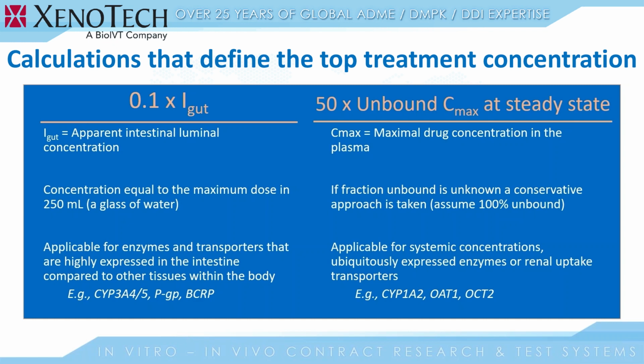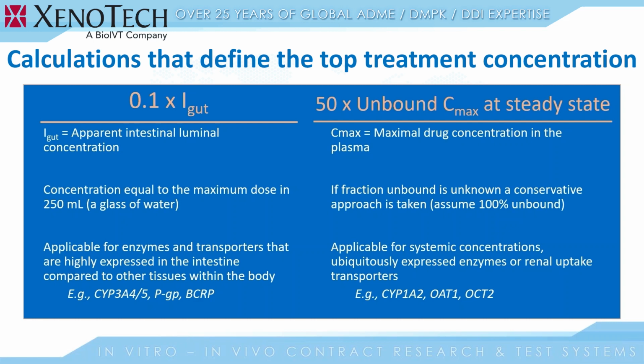50 times the unbound Cmax at steady state. As we said, Cmax is the maximum concentration in plasma. We want to know the unbound concentration because that's going to give us the worst case scenario. If it's not known, we take the most conservative approach possible and assume 100% unbound. This is applicable for systemic concentrations or ubiquitously expressed enzymes or renal uptake transporters, for example CYP1A2, OAT1, or OCT2.